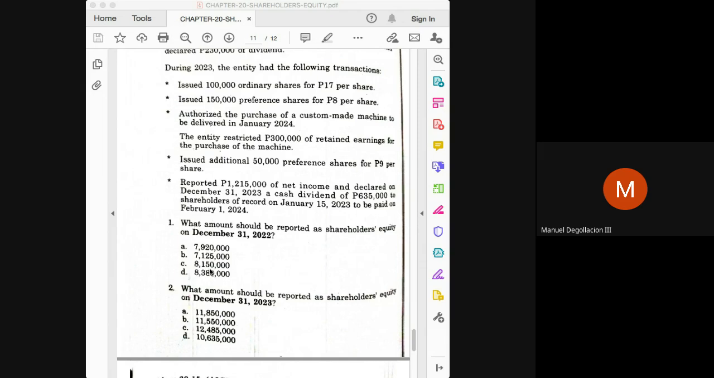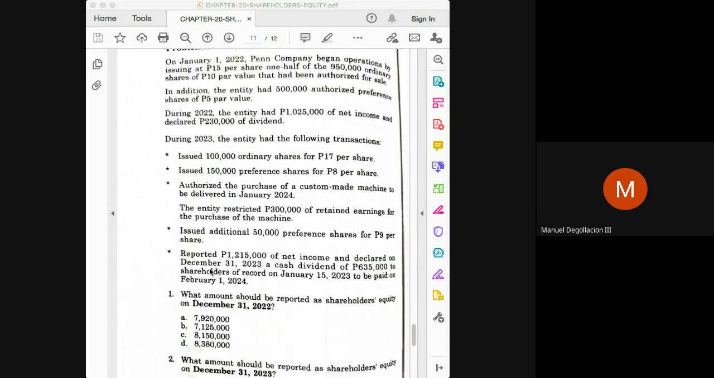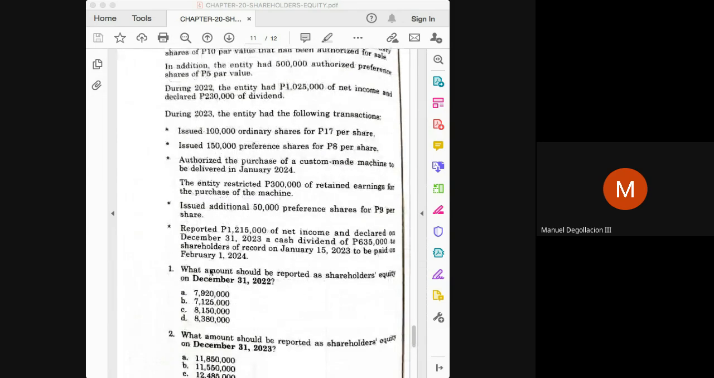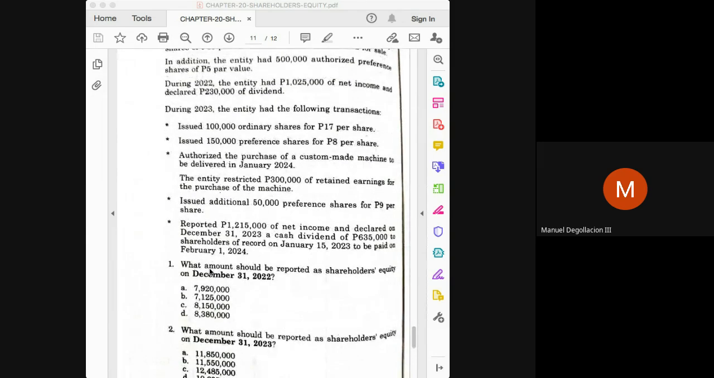Okay, then issued 150,000 preference shares for 8 per share. That would give you 1,200,000. So you add 1,200,000 also. Authorize the purchase of a custom-made machine to be delivered in January 2024. The entity restricted 300,000 of retained earnings for the purchase of the machine.